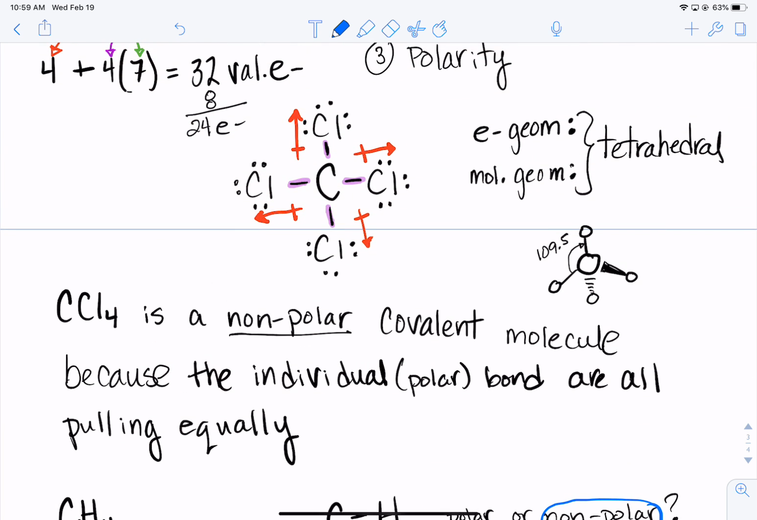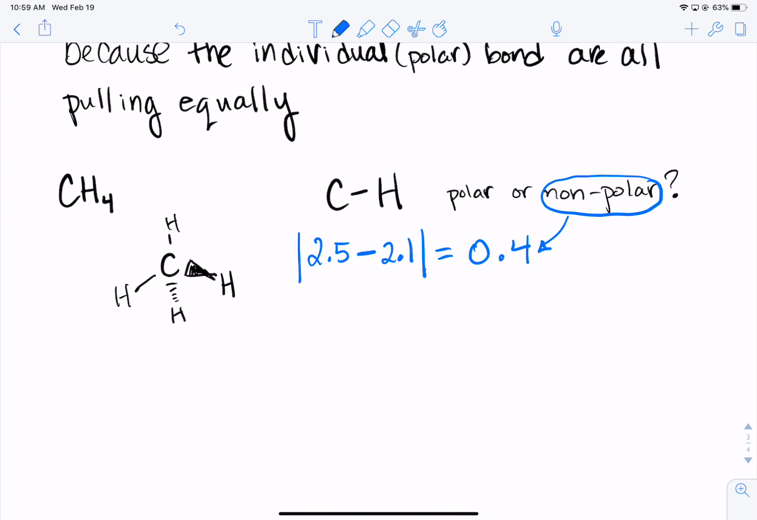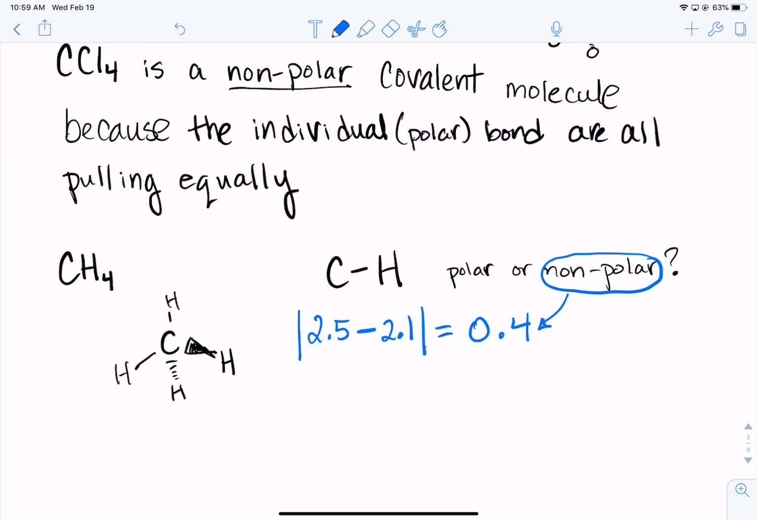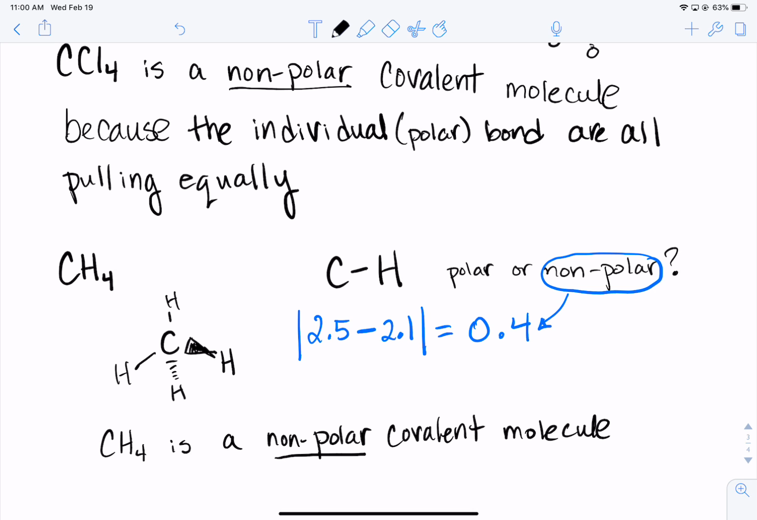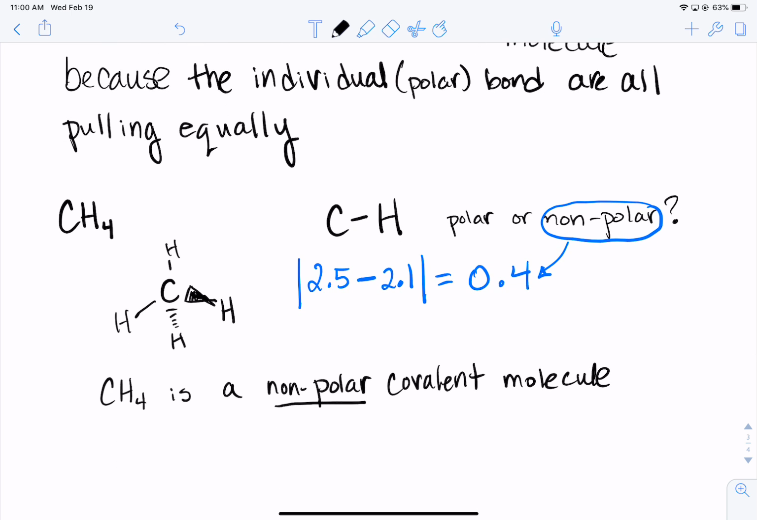Now, this molecule CH4 is a nonpolar covalent molecule because the individual bonds are all nonpolar.